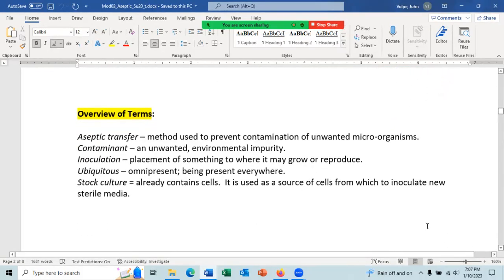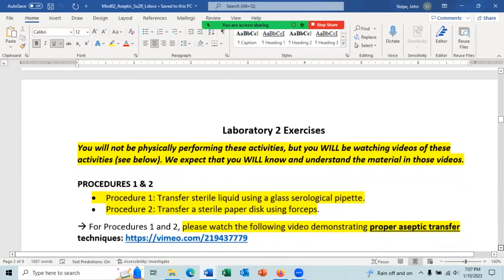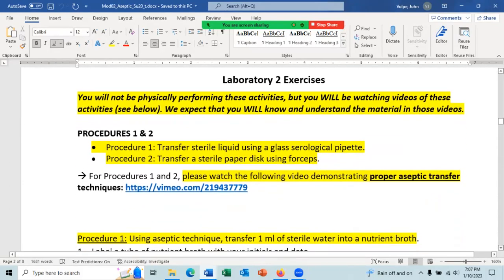You should know the terms of this lab. You're not physically going to be performing any of these activities because the lab is all going to be done online, but you will be watching videos of some of these activities, and we expect that you will know and understand the material in this lab and in these videos.